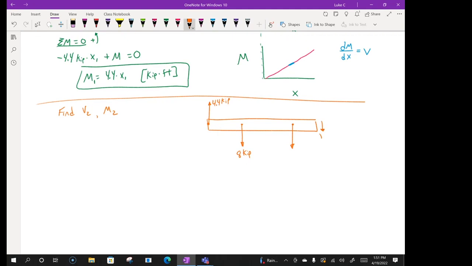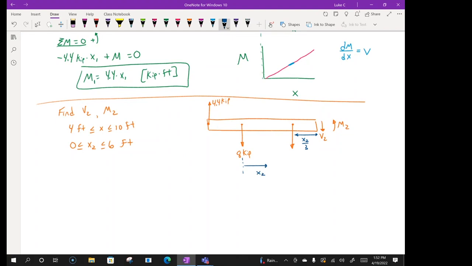Here is V2 and M2. And where are we looking here? We're looking between 4 feet and 10 feet. We're going to define X2 from 0 to 6. That's just how we're going to define our set for X2. This distance is going to be X2 over 3, and X2 starts at the 8 kip.